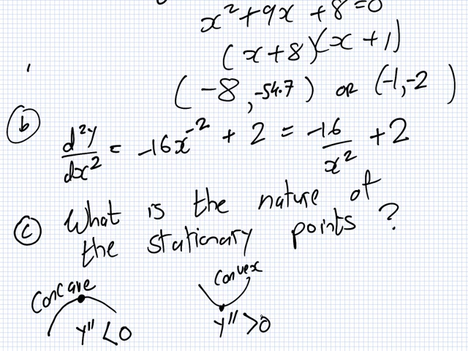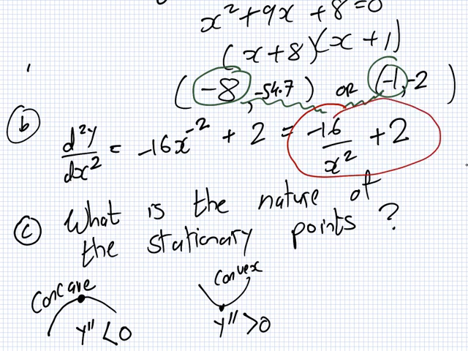Let's check. What I'll do next, or what you will do next, take these two answers for x and put them into this here and check if you get a positive or a negative. If you get a positive, then you have this picture. If you get a negative, then you have this picture.